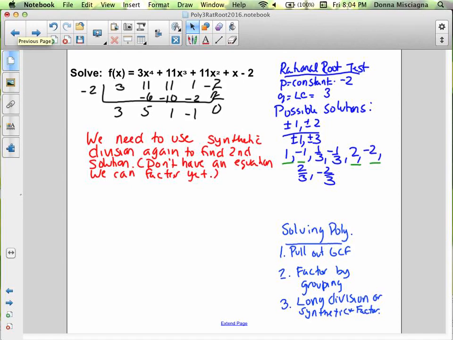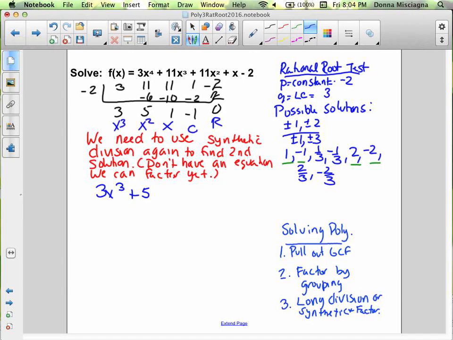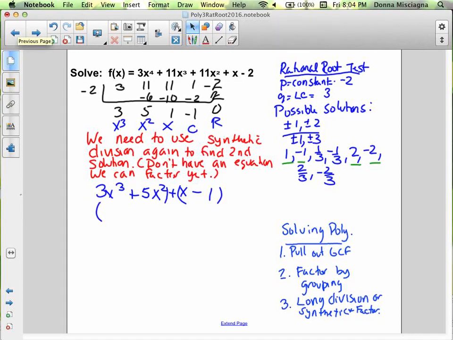Let's factor the rest. So obviously you can see, once I write it down here, we have 3x cubed plus 5x squared plus x minus 1. All right, so not a candidate for factor by grouping. This and this really don't seem to have a whole lot in common. So it really doesn't look like a very good choice for us. So we'll use synthetic division again.